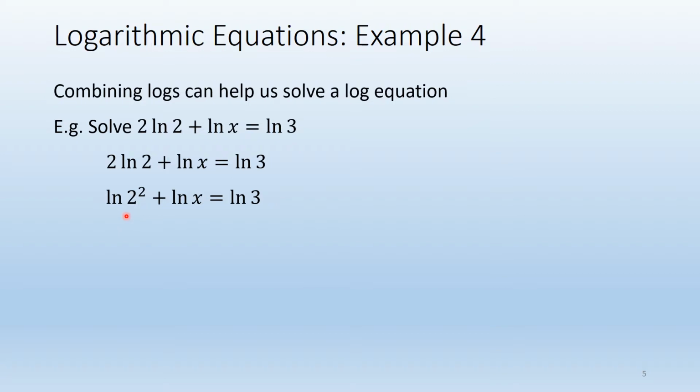So the natural log of 2 squared is, of course, the log of 4. Adding that log means that we're multiplying those numbers, 4 times x. So we end up with the natural log of 4x is equal to the natural log of 3. And that means that the 4x has to equal 3. And so the x is 3/4.